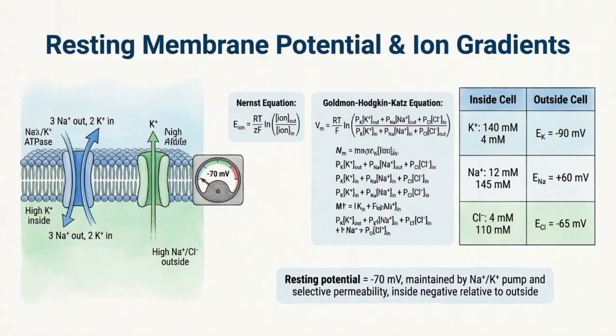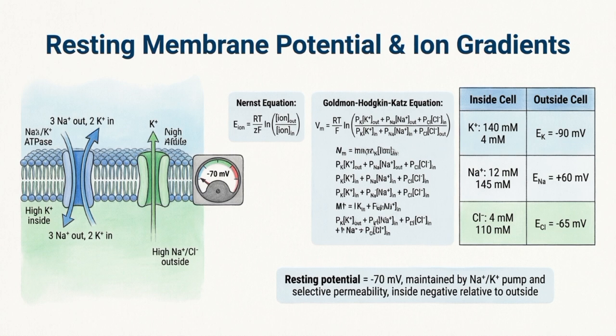Sodium-potassium pump. The sodium-potassium ATPase pump is the primary mechanism. It actively transports 3 sodium ions out and 2 potassium ions in. Potassium leak channels. These channels are always open, allowing potassium to diffuse out of the cell, making the interior negative.